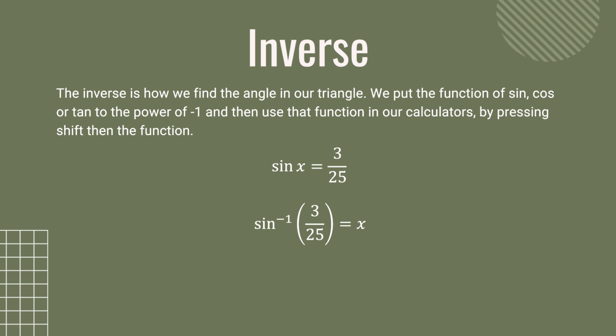So if we want to work out the angle inside our triangle, and we know O equals 3 and h equals 25, we do sin to the power of -1 of 3 over 25, and this will give us x. If we press shift, then sin. Because sin to the power of -1, or cos to the power of -1, or tan to the power of -1 is how we work out that angle inside the triangle.